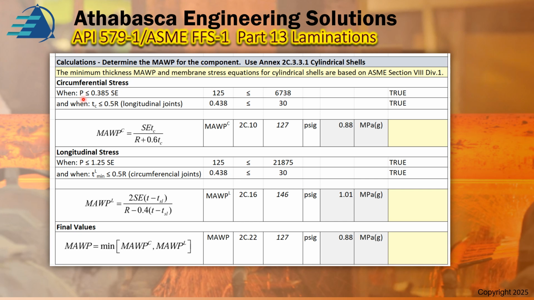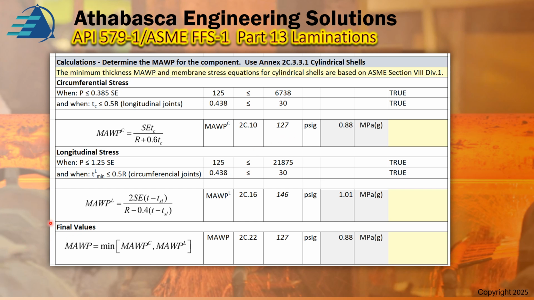The first condition is we check to see whether the pressure is equal to or less than 0.385 times the allowable stress times the joint factor. In this case, we are true because 6,738 is much larger than that. The second case, we check that too. We don't know for this example whether it's a longitudinal joint, but I always check it anyways, and we're good. So now we have permission to use that equation. It's applicable. I reference equation 2C10 in my spreadsheet, and I come up with a MAWP of 127.